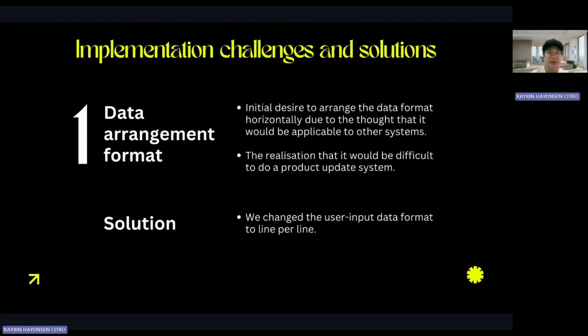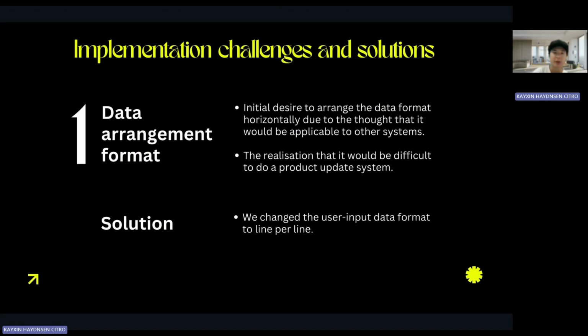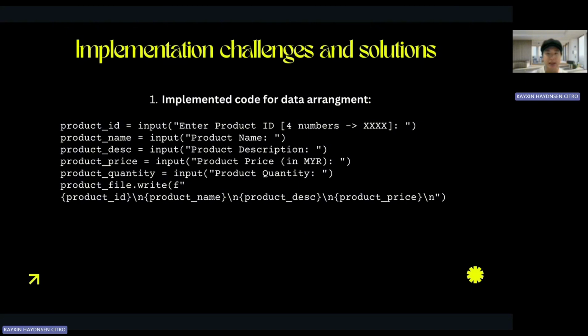I'm going to discuss the challenges and solutions that we found in the project. So the first problem that we faced is data arrangement format. We initially wanted to arrange the data format horizontally, thinking that it would be applicable to other systems, but we realized that it would be difficult to build a product update system. So the solution for this problem is we changed the user input data format to line per line. And this is the example of the code that we use in the final product.